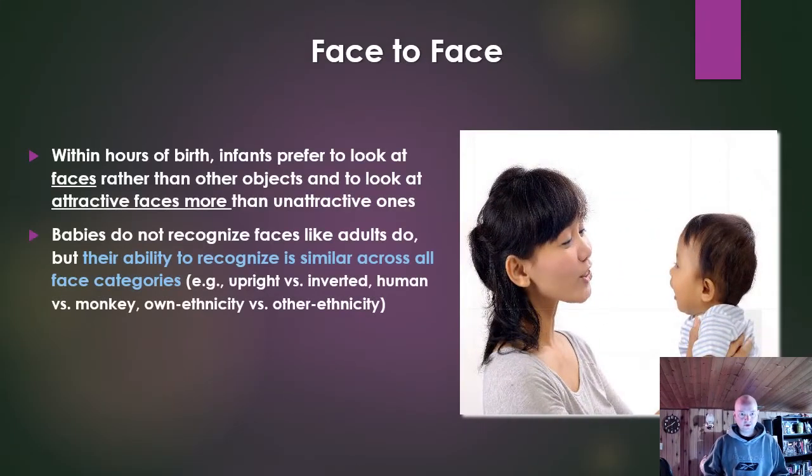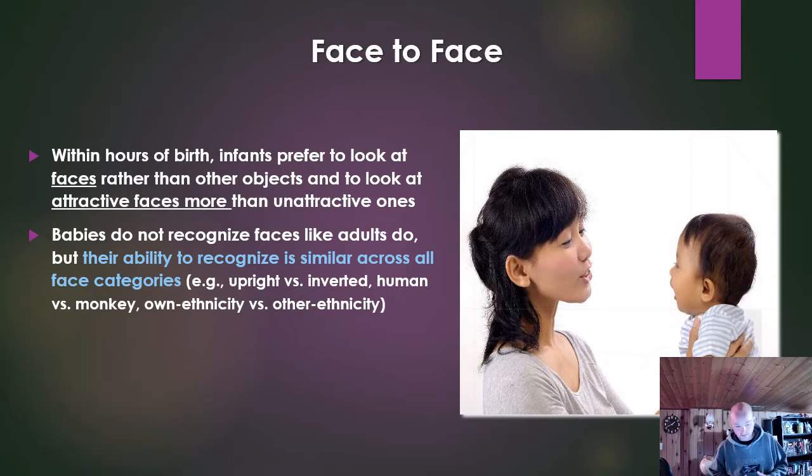Within hours of birth, infants prefer to look at faces rather than other objects, and tend to look at attractive faces more than unattractive ones. So they're doing this visual discrimination, which is the word, meaning picking one over another. The technical use of the word.